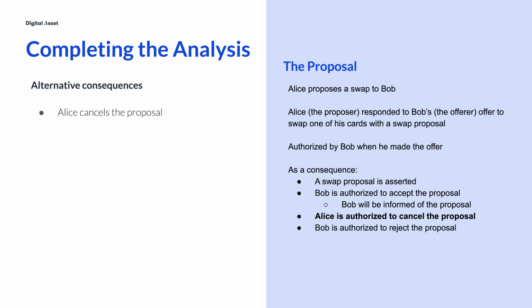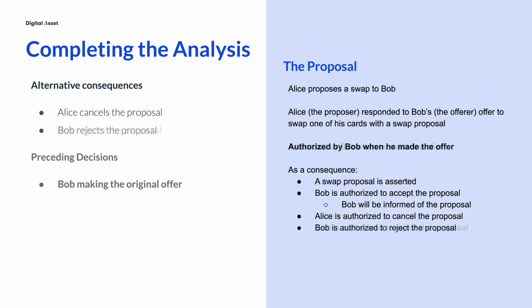At this point, we now have three decisions to analyze. The first two are the alternative consequences. We can look at what happens should Alice choose to cancel the proposal. We can look at what happens should Bob reject the proposal. And we can continue working back up the workflow by looking at the preceding decision that authorized this one. In this case, Bob making his original offer on the marketplace.